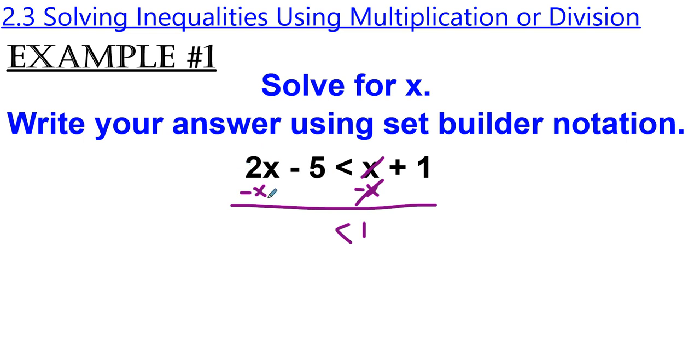So just combine the like terms. 2x minus x is 1x, so I can just write x. And then I've got that minus 5 left over. Add 5 to both sides of the inequality to solve for x, and we get x is less than 6. So these 5's canceled out.